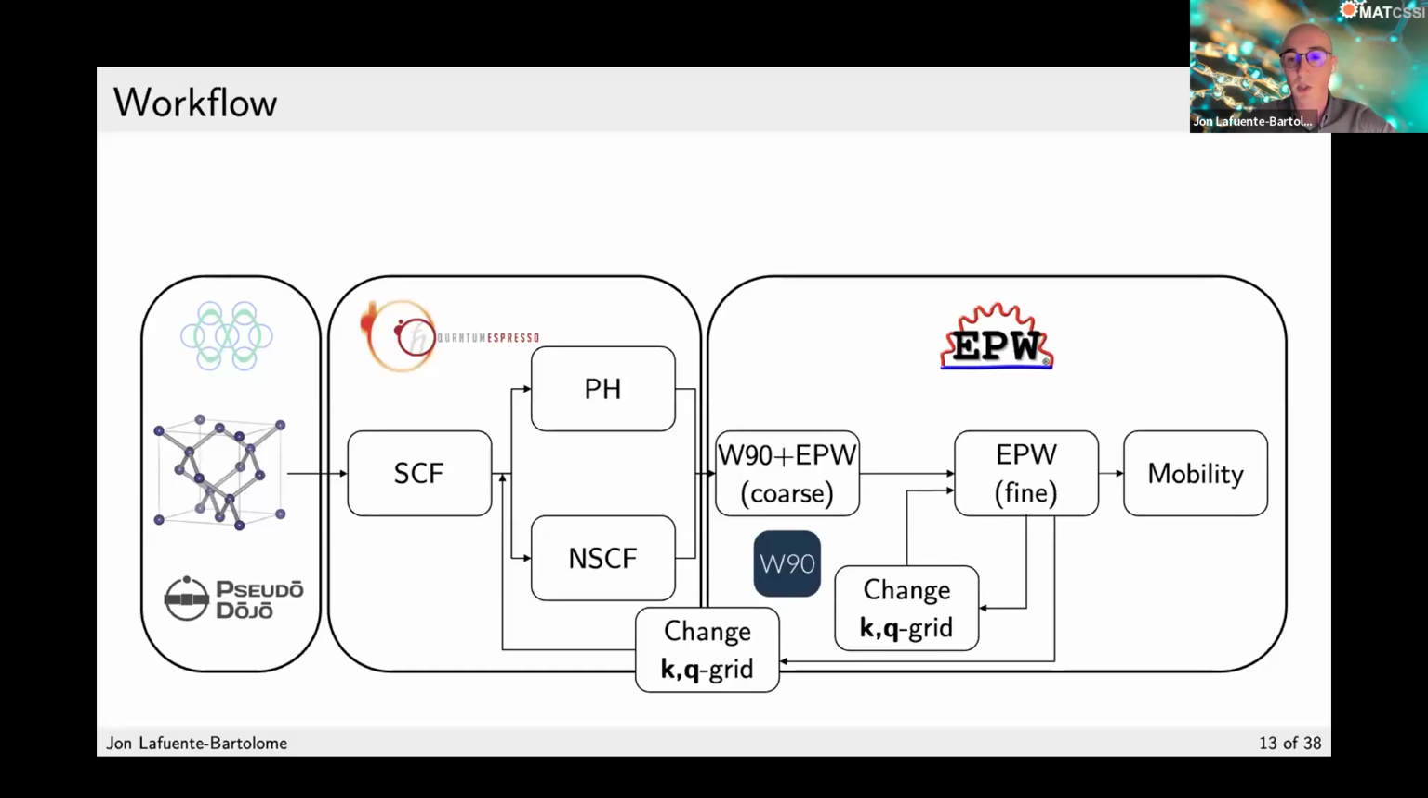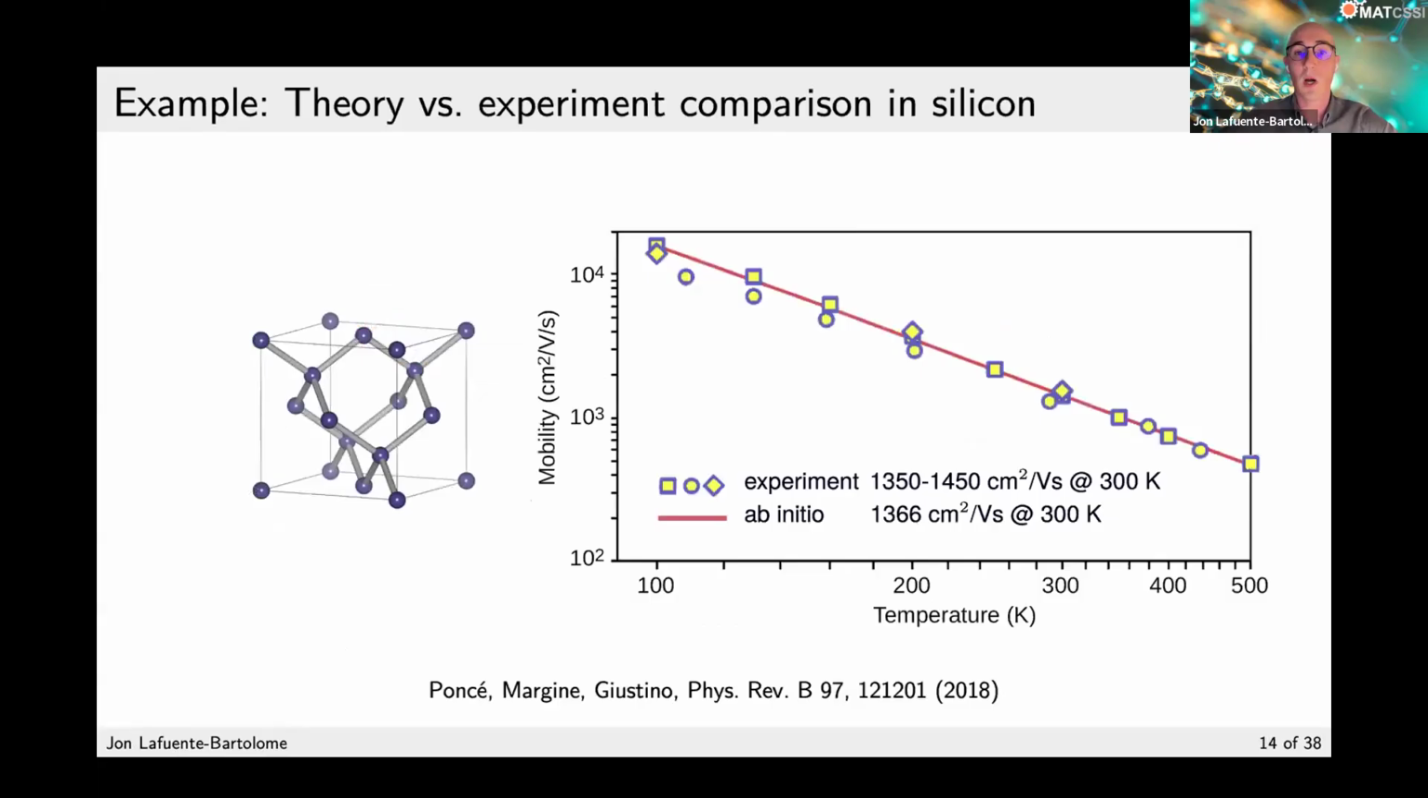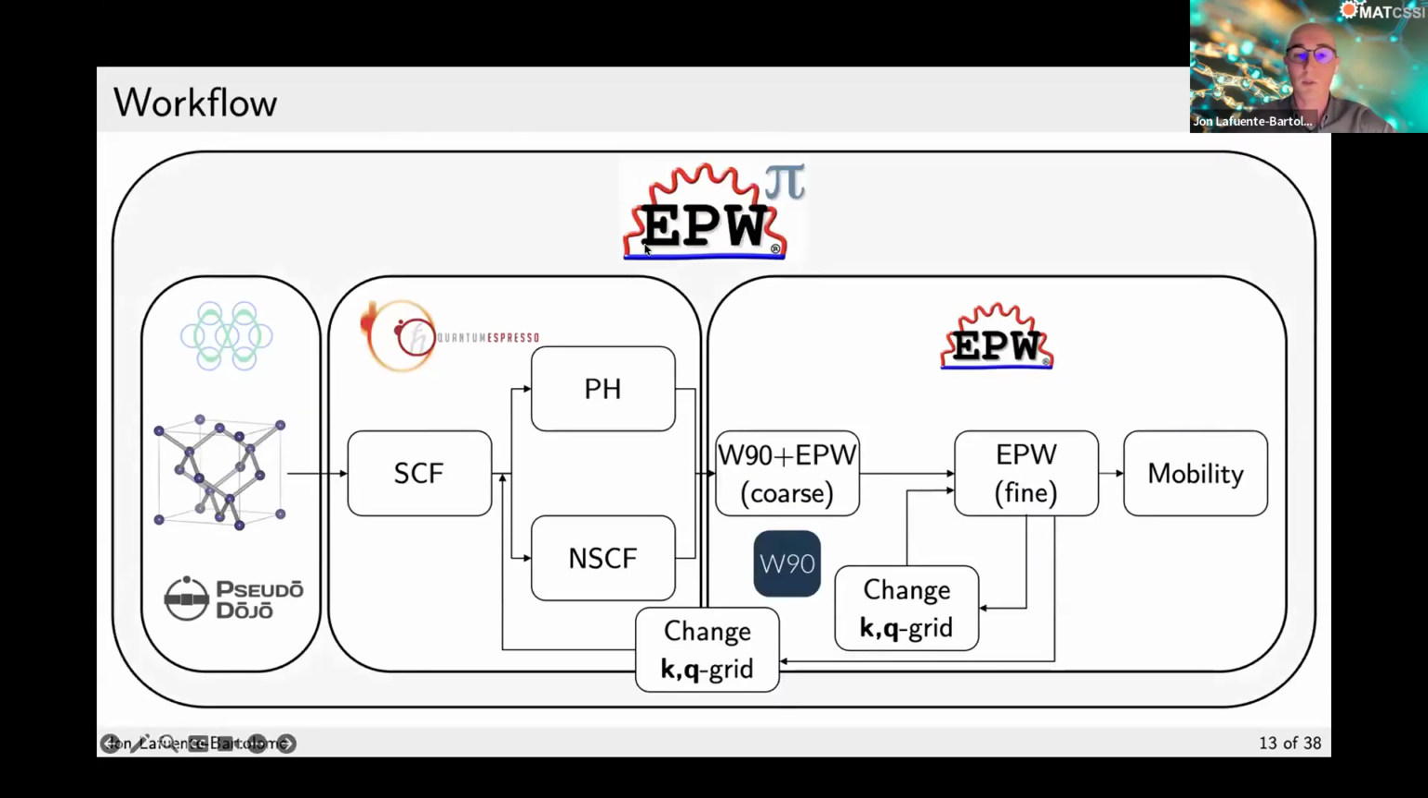And after making sure that everything is converged, one can compute the mobility and analyze its dependence with temperature and so on. So as you can see, there's multiple steps in the calculation, multiple codes, and basically there's many places where a calculation can go wrong. And that's why EPWpy can be useful, because it can streamline all these calculations and make them more automatic.